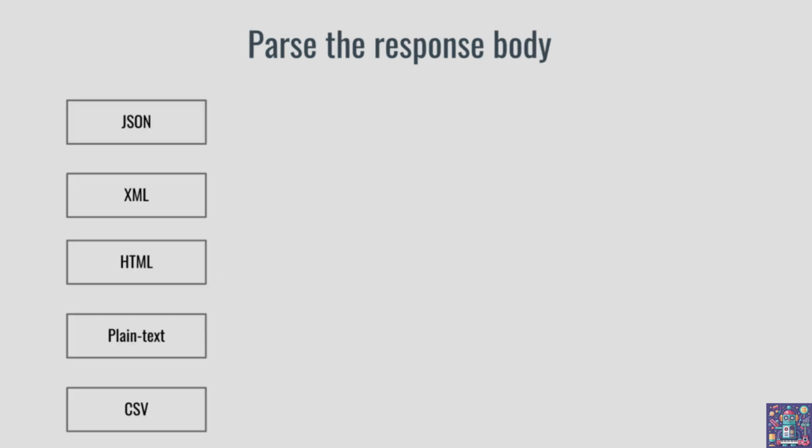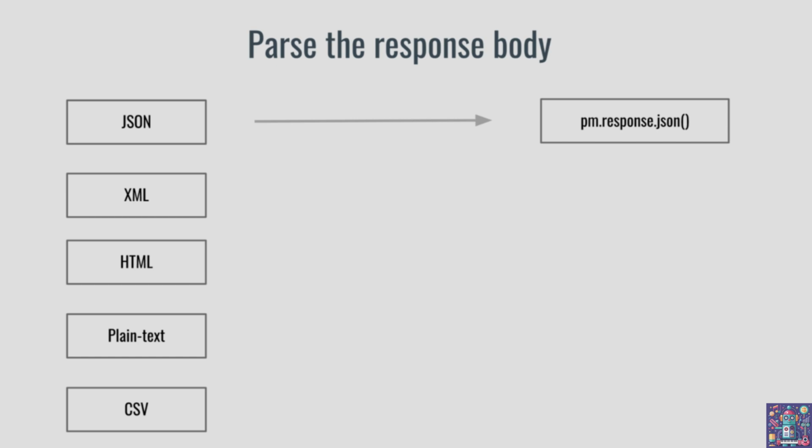Now, since I mentioned parsing the response body, let's get a better understanding of what this means. I listed here a couple of possible response types. Most commonly you will work with JSON objects, and these are extremely easy to parse and work with. For that you already have a built-in function in Postman, pm.response.json, which will convert the response body from text into a JSON object you can easily work with and make assertions.